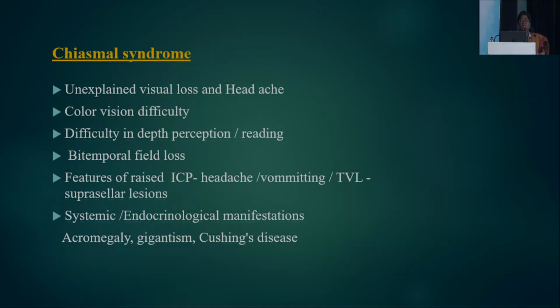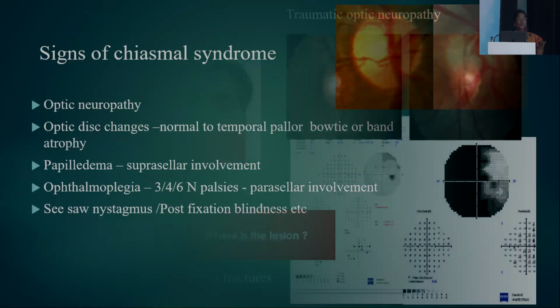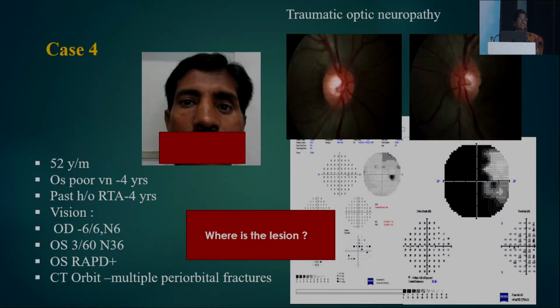Very few times, you will see patients who have raised ICP also with a chiasmal syndrome. That can happen when your chiasmal lesion pumps up and moves on to the suprasellar segment, where it can compress the third ventricle and result in that presentation. So signs of chiasmal syndrome can be optic neuropathy, and the optic disc changes can vary from normal to temporal pallor to bow tie or band. Papilledema will happen, as I mentioned, in suprasellar involvement, and the other feature is seesaw nystagmus. If it involves the parasellar segment, we are going to have syndromes of cavernous sinus involvement also.